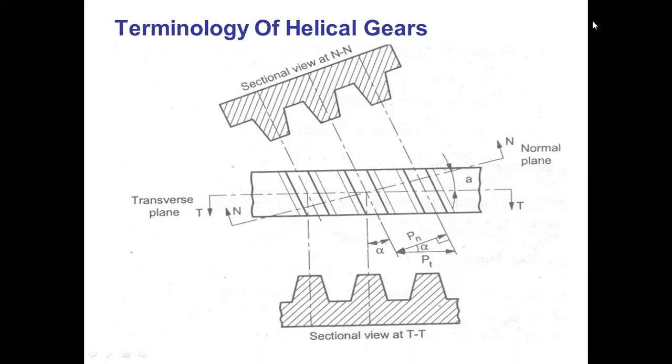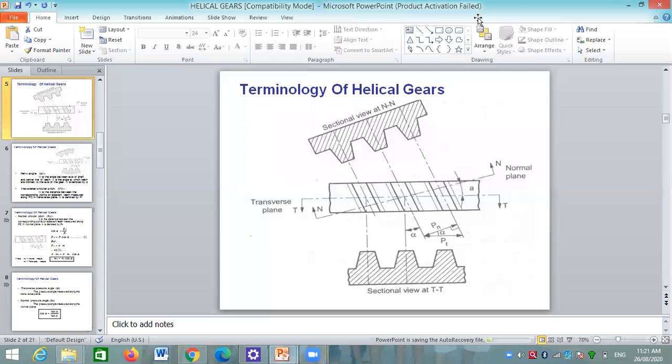See here, if we see this diagram, there is a sectional view at NN. Here we take a sectional view of the helical gear in the normal plane. In the upper side there is a normal plane. Sectional view at NN means at a normal plane, if we cut this gear in the normal plane. What is a normal plane?